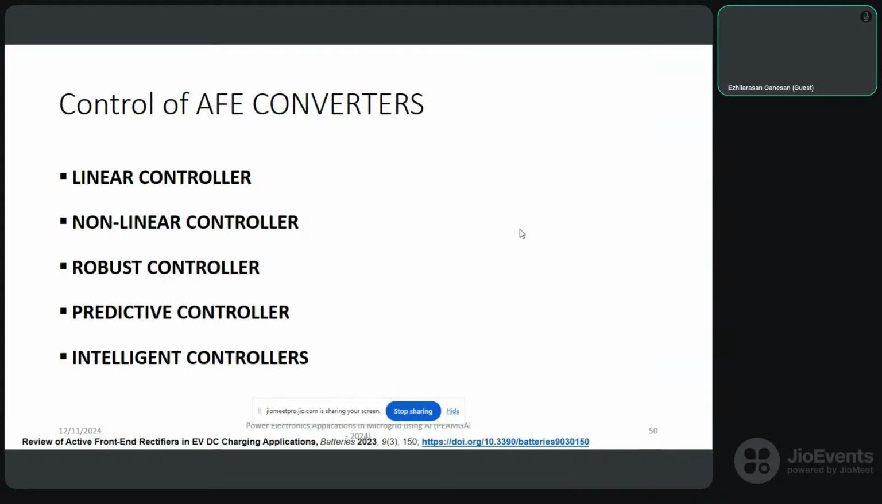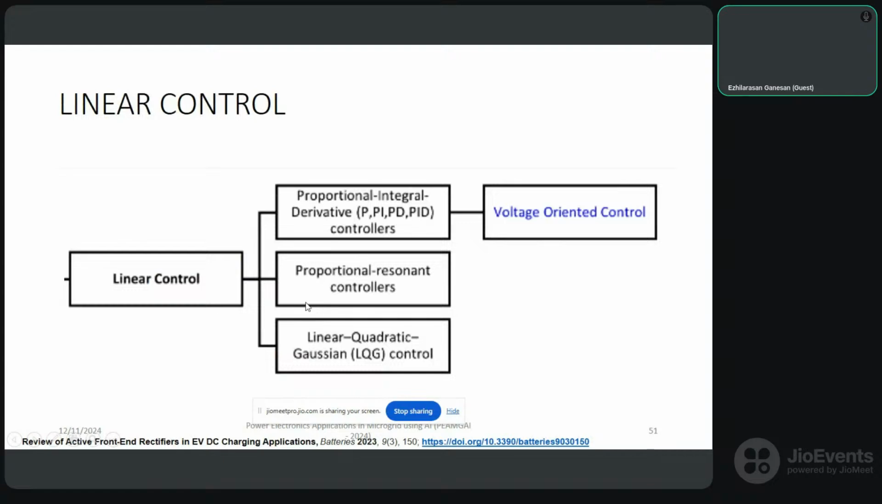How to control the AFE converters? To control the active front-end converters, we can use linear controller, non-linear controller, robust controller, predictive controller, and intelligent controllers. Linear control means PID controllers are very easily usable controllers. There is another controller called proportional resonant controllers. The linear quadratic Gaussian, LQG, control is also used for AFE controllers. In proportional integral derivative controllers, we can go for voltage oriented control.